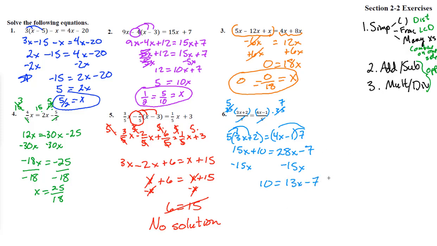Now we're down to step 2. Let's take a moment. Look, we simplified it. That's great. Add 7 to both sides. We get 17 equals 13x. Divide by 13. We get x equals 17 over 13. Excellent.